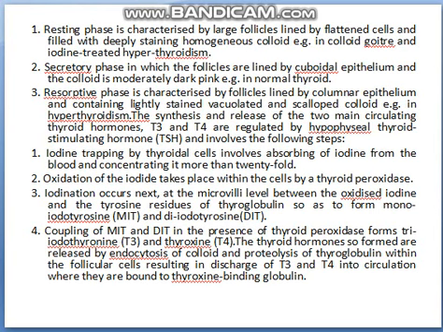The thyroid hormone is released by endocytosis of colloid and proteolysis of thyroglobulin within the follicular cell, resulting in discharge of T3 and T4 into circulation, where they are bound to thyroxine binding globulin. Now this T3 and T4 is formed. The T3 and T4 levels can be measured by immunoassay, that is radioimmunoassay, RIA.